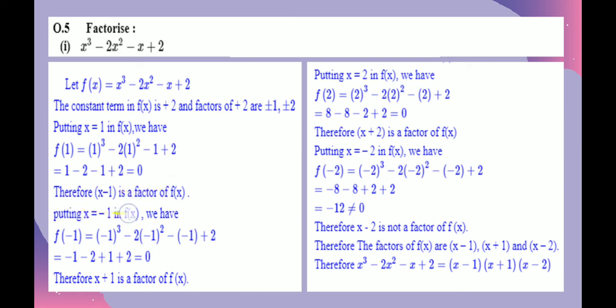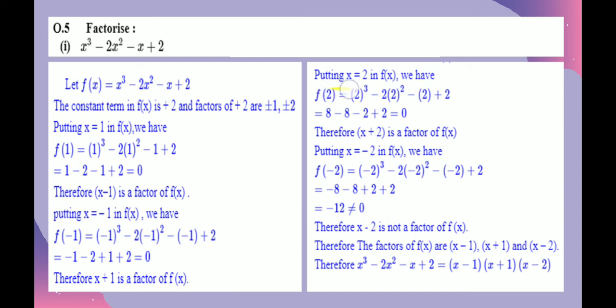Therefore x minus 1 is a factor of f(x). Now putting x equals minus 1 in f(x), we have f(-1) = (-1)^3 - 2(-1)^2 - (-1) + 2. On solving this we will get -1 - 2 + 1 + 2, and on solving this we will get the result as 0. Therefore, x plus 1 is also a factor of f(x).